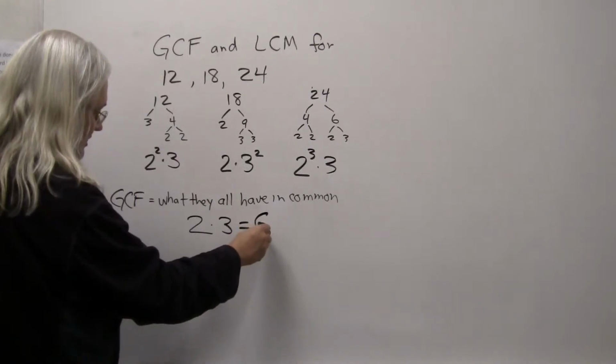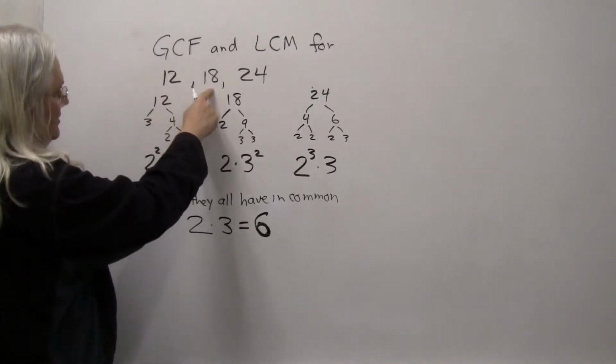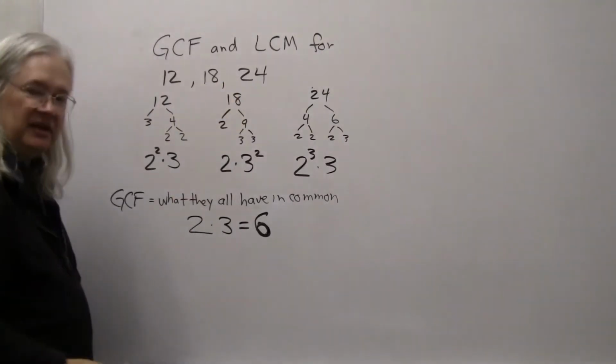And to make sure you're right, go back and double check. Make sure 6 goes into all 3 numbers. Yeah, 6 goes into 12 twice, goes into 18 3 times, and into 24 4 times.